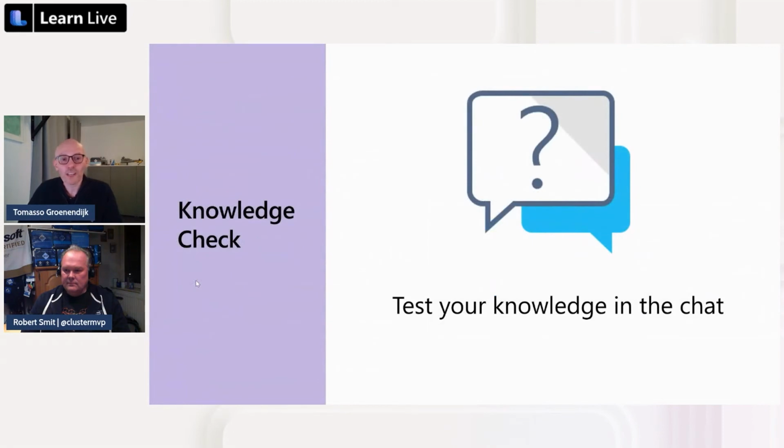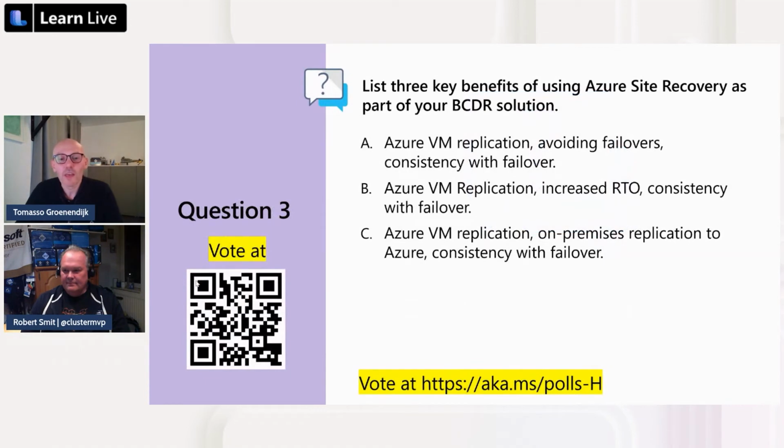So we're already at the questions. Let's see what the first question is. This is the only question we have. To answer it, you can scan the code, or you can also type in the link. So you can choose what you want to do. Let's go to the question.